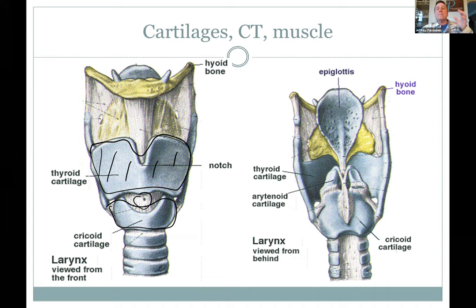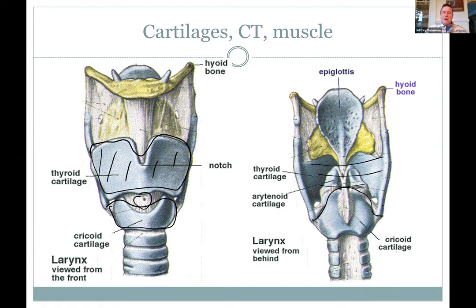And let's look at the back side. So the thyroid was big in the front, a big shield in the front. And the back, you see, it's kind of naked and empty there. See that? And the cricoid gets bigger. It kind of comes up a little bit. And you have some little ones that your book talks about.